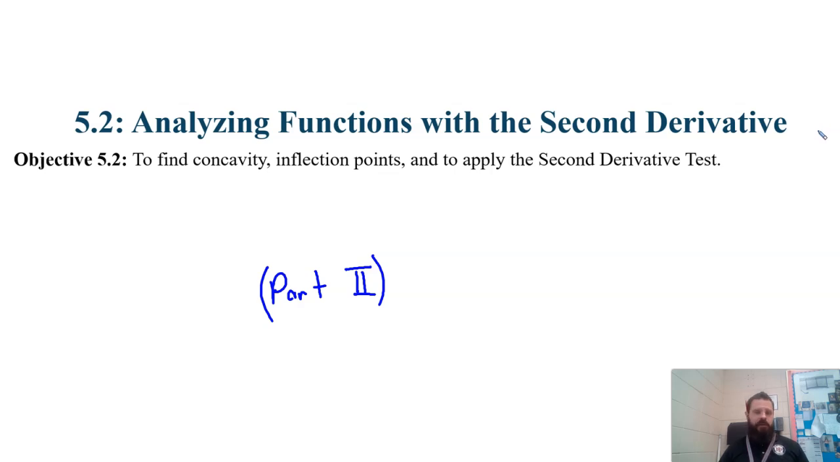Welcome back, folks. This lesson we're going to take care of part 2 of 5.2, analyzing functions with the second derivative. In part 1 we looked at how the second derivative dealt with the concavity and inflection points of functions. What we're going to do with part 2 is get into a couple of applications of concavity, including the second derivative test, and then some other stuff with local linearity. Here we go with that.